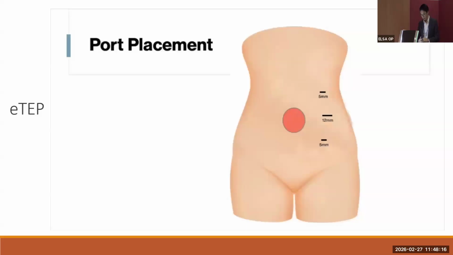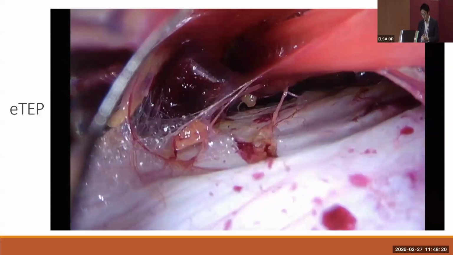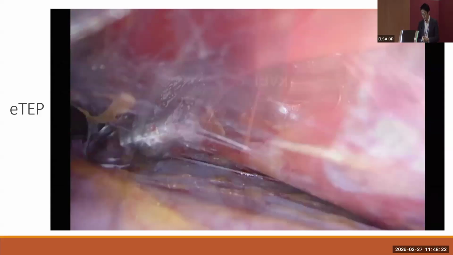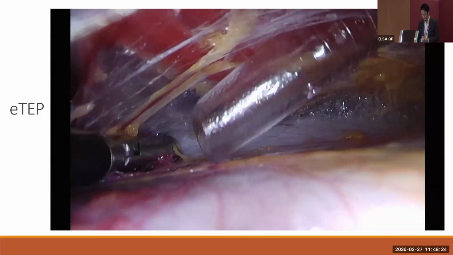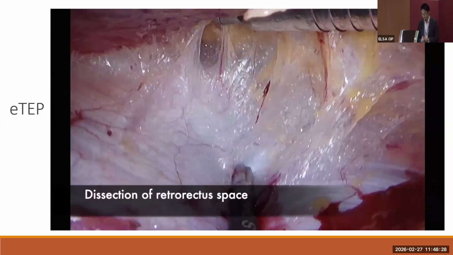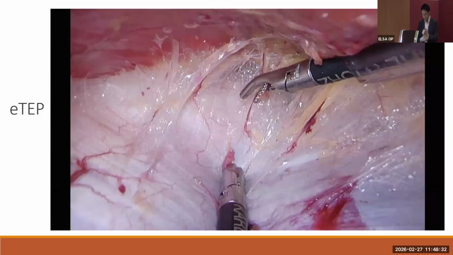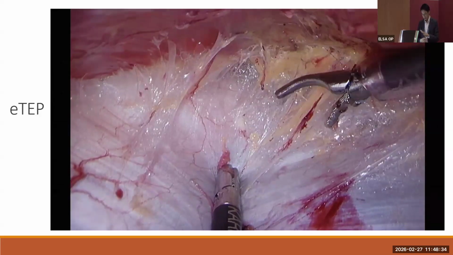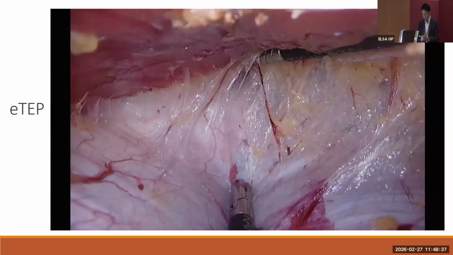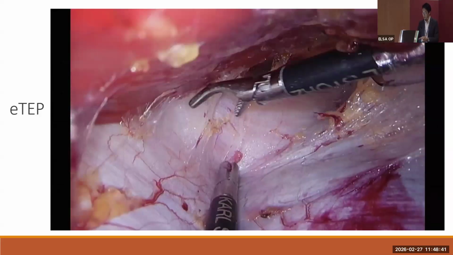Okay, our port placements, we usually start on the lateral, right? On the left side, like how it was first described. We gain access into the retrorectus plane, as I mentioned. In this case, this is a video of a laparoscopic ETAP. You can see that the space in this video is not great. Perhaps I think there was a bit of pneumoperitoneum that actually went into the intra-abdominal cavity.